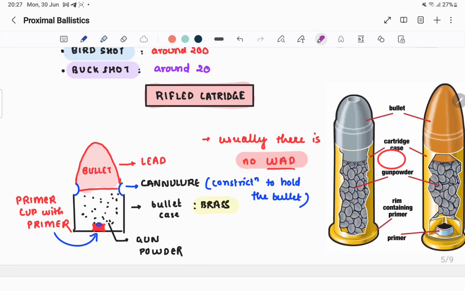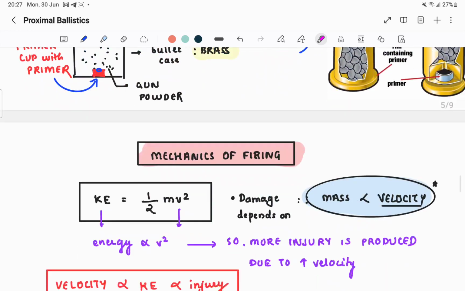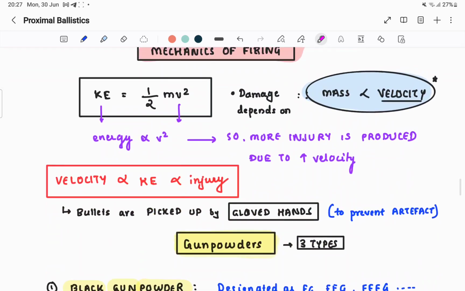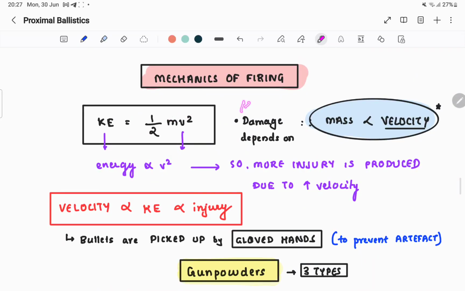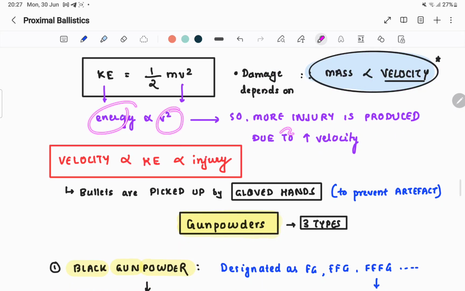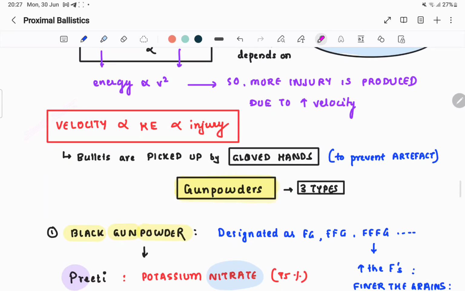Okay, let's discuss the mechanism of firing a bit. You know KE, kinetic energy, equals half mv squared. So basically the damage depends upon the velocity. Just remember, the more the velocity of the bullet, the more damage there will be. Energy is proportional to v squared, so injury is proportional to increased velocity. Velocity is proportional to kinetic energy, proportional to injury. Bullets are picked up with gloved hands to prevent artifacts.